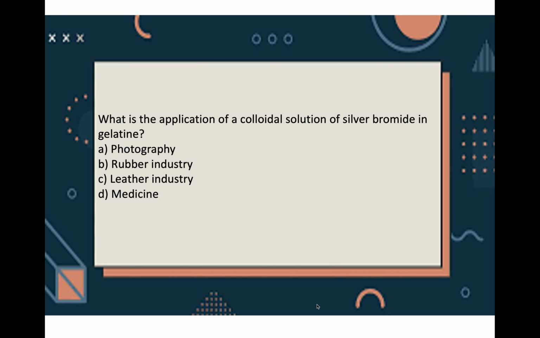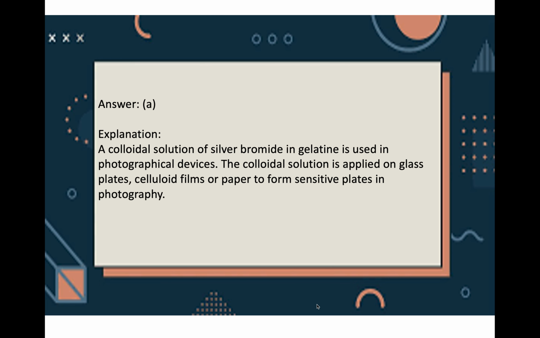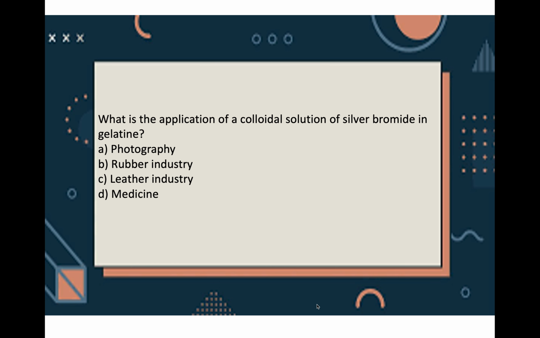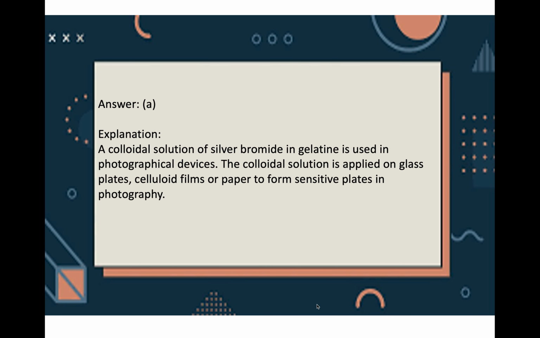Now, moving on to the next question. What is the application of a colloidal solution of silver bromide in gelatin? A. Photography, B. Rubber industry, C. Leather industry and D. Medicine. So, the answer is option A, photography. A silver bromide in gelatin colloidal solution is used in photographic devices. It is applied on glass plates, celluloid films or paper to form sensitive plates in photography.